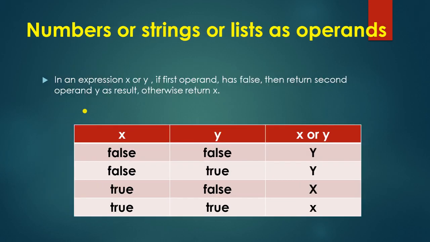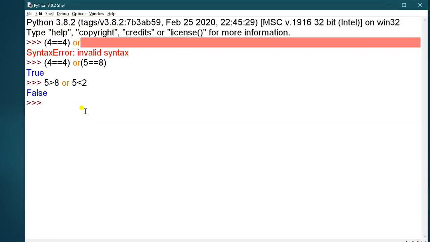Now next, when numbers or strings or lists are operands, what will it give? In an expression x or y, if the first operand is false, then it will return the second operand y as the result. Otherwise it will return x. You have to learn this definition. Now this is a truth table, so you have to see it with the help of Python.